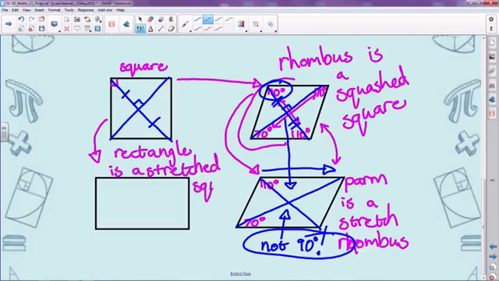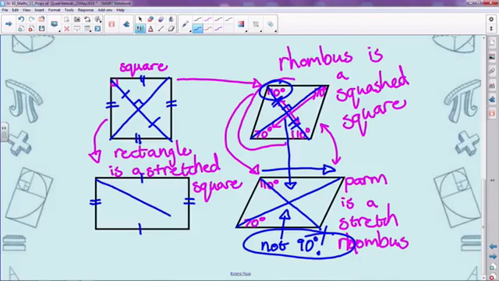A rectangle also has 90-degree angles. A square has sides that are the same length the whole way around. But a rectangle doesn't. This side is equal to that side, and this side over here is equal to that side. How does that change the properties of the diagonals?